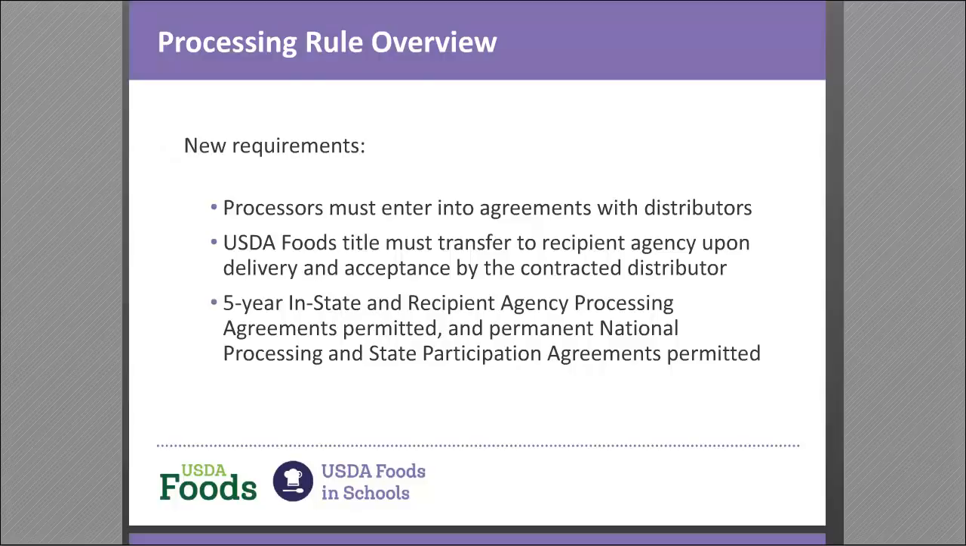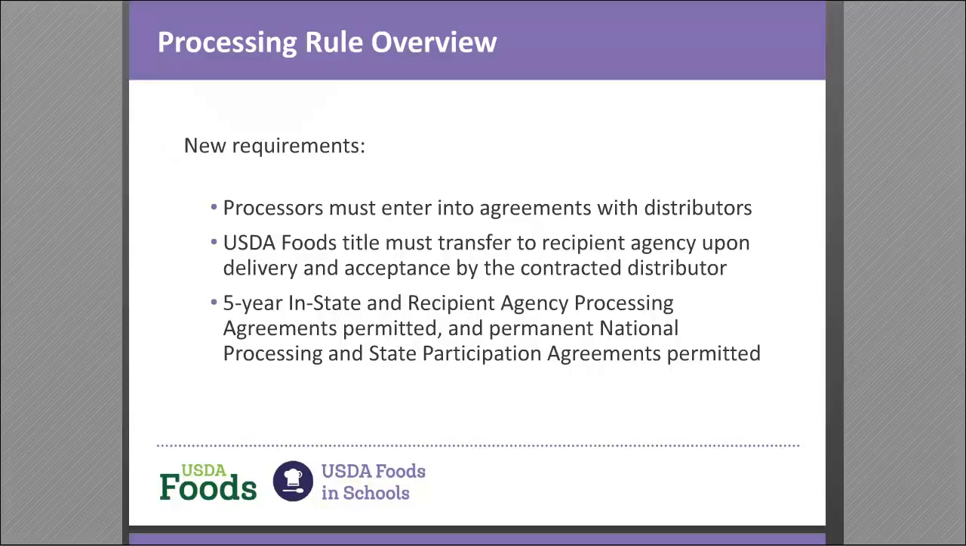First, the final rule requires processors who provide end products containing USDA foods to a distributor to enter into a written agreement with the distributor. The written agreement must include provisions for financial liability for the replacement value of USDA foods, at least monthly end product sales reporting, and which applicable value pass-through system will be used. This was a direct result of an American Commodity Distribution Association recommendation.